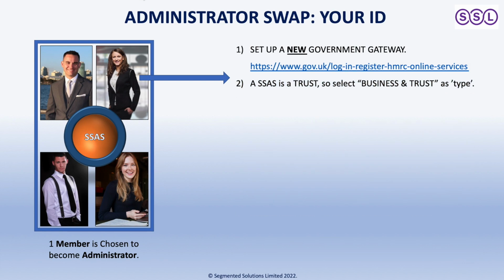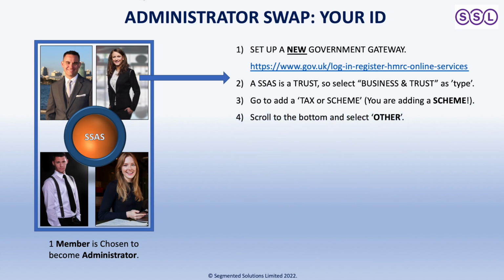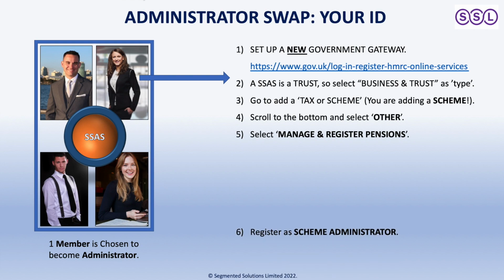gateway. And the type of gateway you want is for a business and trust, so that's the type. And you're then going to want to add a tax or scheme. Obviously we're adding a scheme because the pension doesn't pay corporation tax, so we're not adding a tax. So you scroll to the bottom and select Other, and the other scheme that you're wanting to add is Manage and Register Pensions. And that's where you register as a scheme administrator.